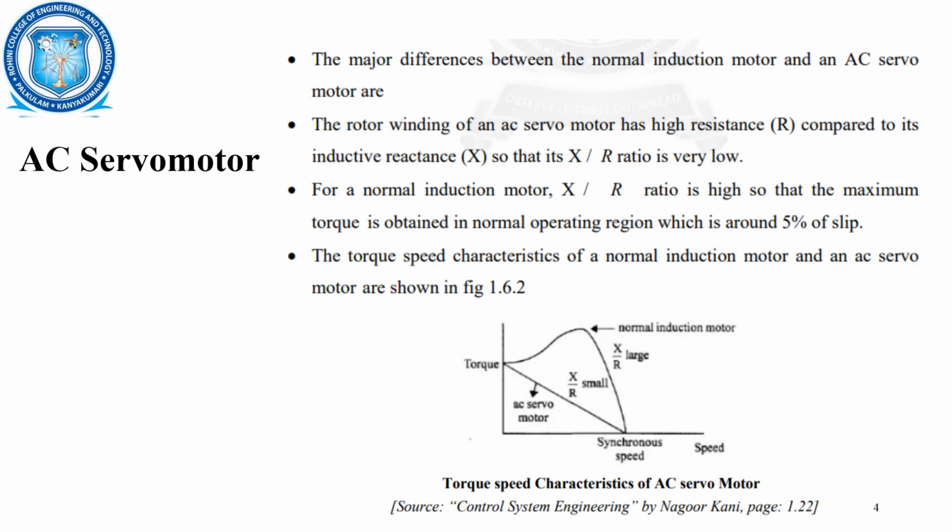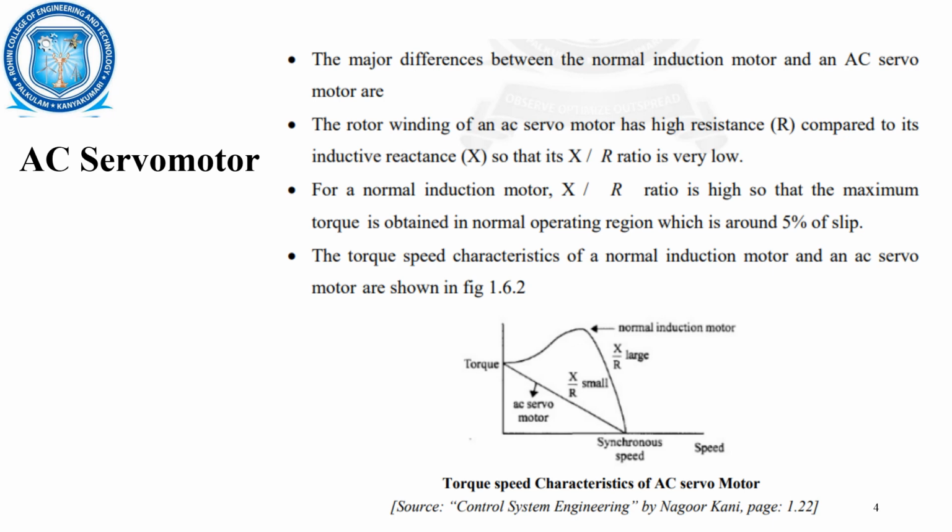The major difference between the normal induction motor and an AC servo motor is that the rotor winding of an AC servo motor has high resistance when compared to the inductive reactance, so that its X by R ratio will be very low. For a normal induction motor, the X by R ratio is high, so that the maximum torque is obtained in the normal operating region, which is around 5% of the slip value. The torque speed characteristics of the normal induction motor and that of the AC servo motor are represented here.